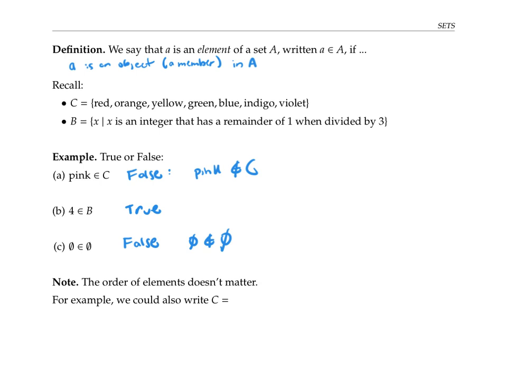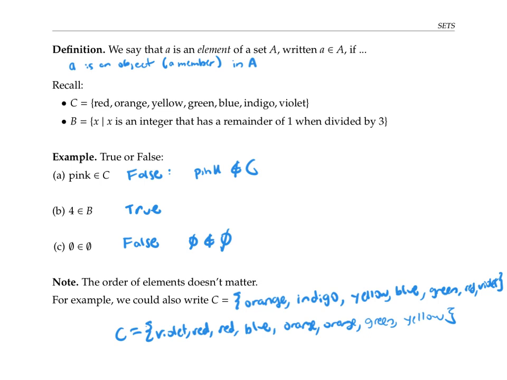The empty set is not an element of the empty set because the empty set has no elements. I want to make a note here that the order of the elements when we use list notation doesn't matter. For example, we could write C like this, or even like this, where some of the elements are repeated, and it's still the same set.